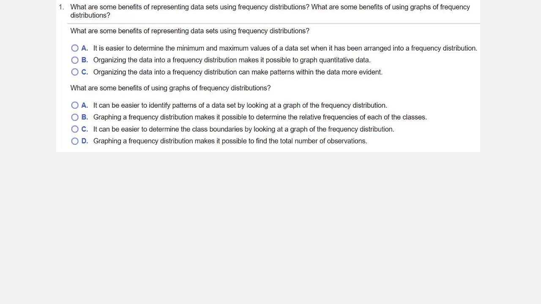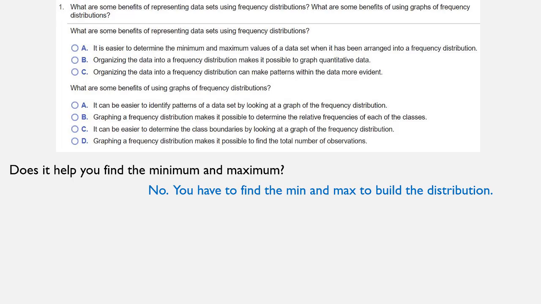So, we're going to ask ourselves some questions. Does it help you find the maximum and minimum? And the answer is no, because you actually have to find the maximum and minimum to build the frequency distribution. So the distribution itself doesn't help you find the max and min.